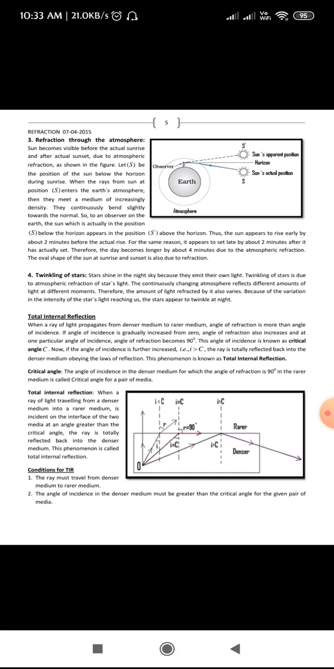Coming to the second part, it is the 2 mark questions. You will be having 6 questions. Out of 6, you need to answer 5. Next, coming to the 3 mark questions, again there will be 6 questions. Out of those 6, you need to answer any 5.